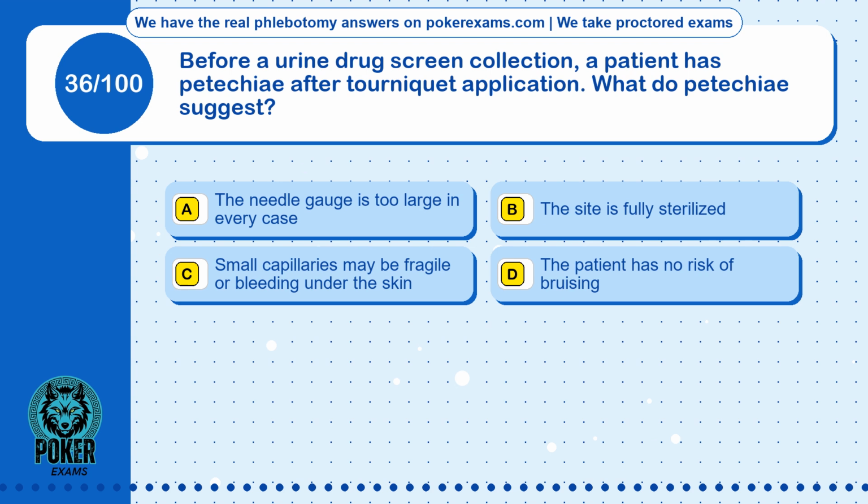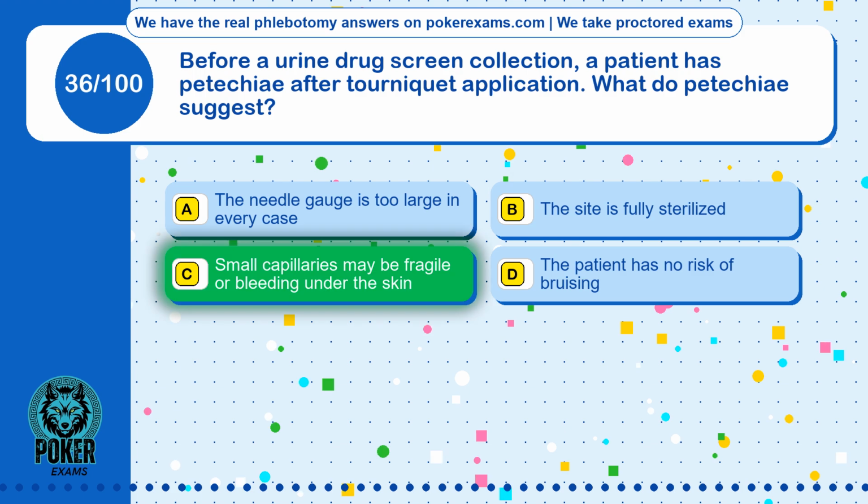Question 36. Before a urine drug screen collection, a patient has petechiae after tourniquet application. What do petechiae suggest? Option A. The needle gauge is too large in every case. Option B. The site is fully sterilized. Option C. Small capillaries may be fragile or bleeding under the skin. Option D. The patient has no risk of bruising.